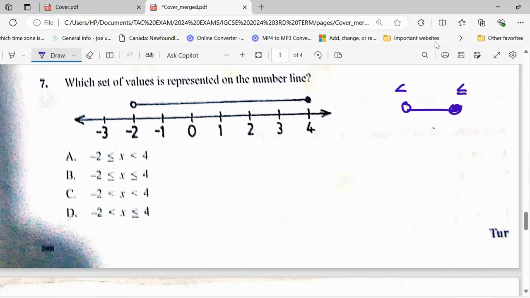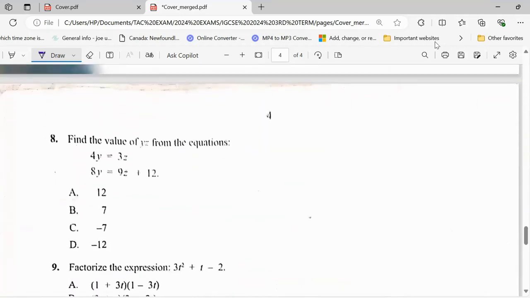So here, this is going to become -2. This is an open interval, so we use a single inequality symbol, but this is a closed interval, so we use the double here. So it gives us -2 less than s less than or equal to 4. The appropriate answer is option D for that question number 7. We proceed to the next question, which is question number 8.